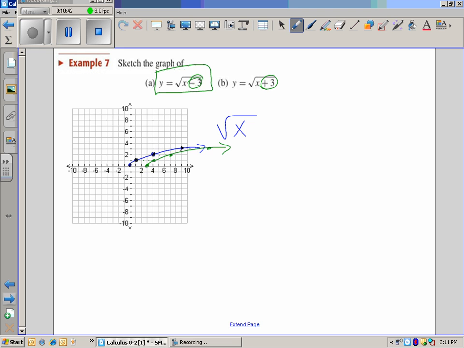Okay, moving on. The second one, let's do that one in black, and the plus 3 really means left 3. So we want to go 1, 2, 3, and then connect the dots. Okay, so you could use a shortcut, or you could actually generate a t-chart.